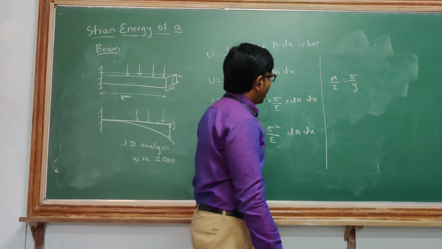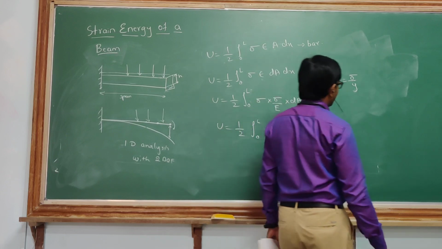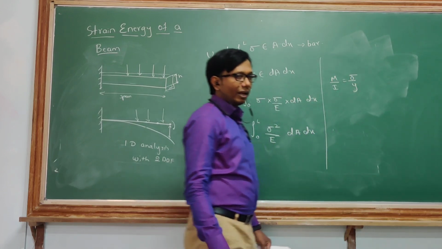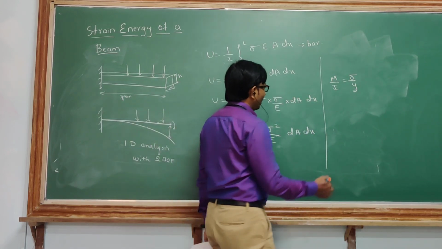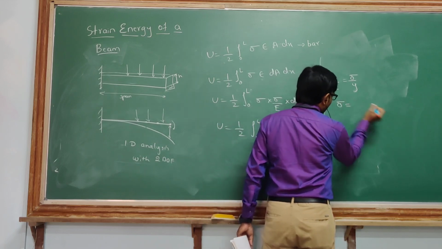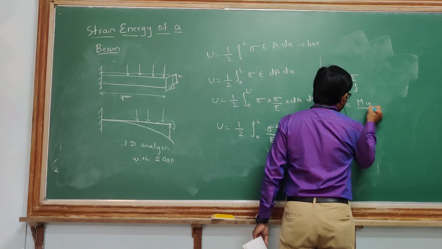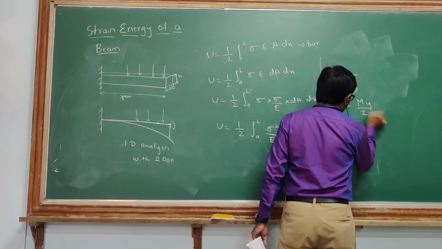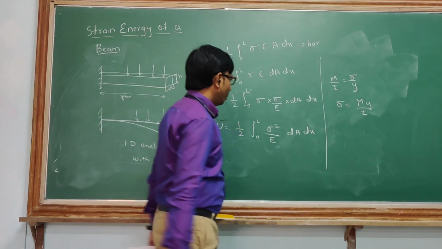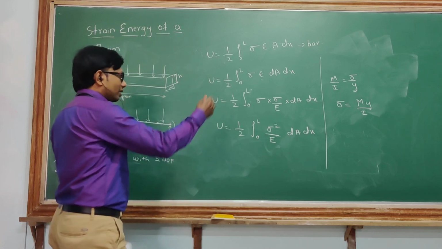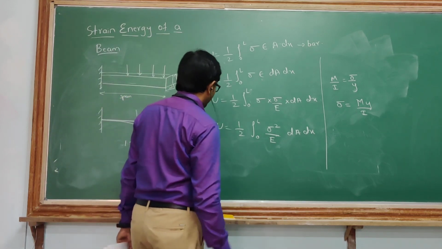Okay, M by I is equal to sigma by Y. That is the basic bending equation. So if I take sigma to one side and substitute all the other terms on the other side, it becomes My by I. So what I will do is substitute that particular equation.